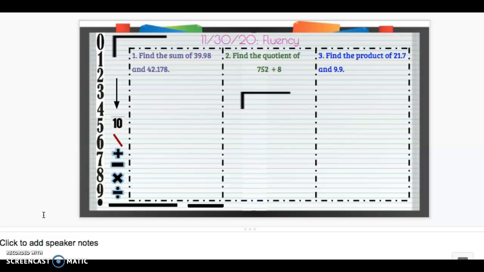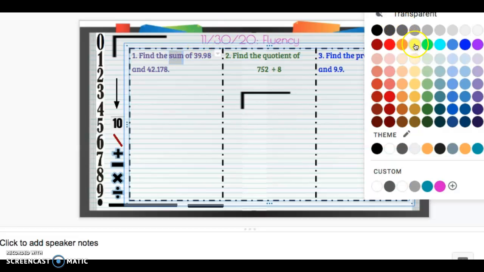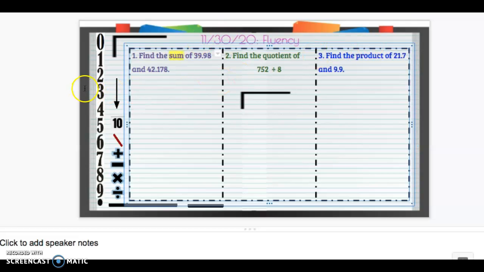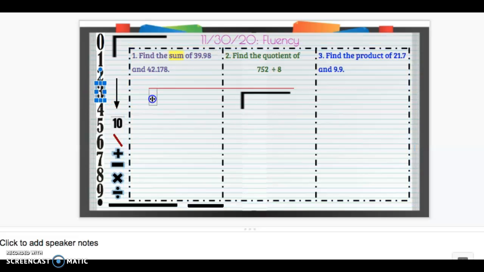Okay, so for the first one, it says find the sum of 39 and 98 hundredths and 42 and 178 thousandths. So when it says find the sum, it means we add. So we're going to add. We have 39, and when we add, we make sure we line up our digits and our decimal point. So I'm lining them up.